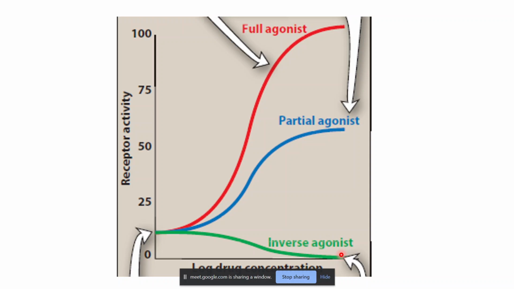Thus, inverse agonists have an intrinsic activity less than 0, reverse the activity of receptors, and exert the opposite pharmacological effect of agonists. So this is a 0, and then the decrease is below 0. So this plot here has an error. The 0 should be here.